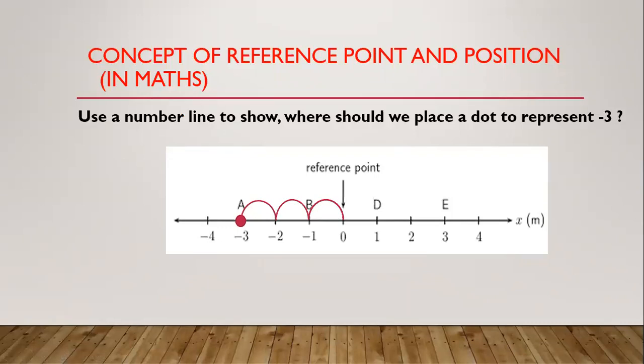Reference point here is defined as a stationary point of comparison used to measure the distance the dot has moved. And the position of the dot is towards the left from the reference point.